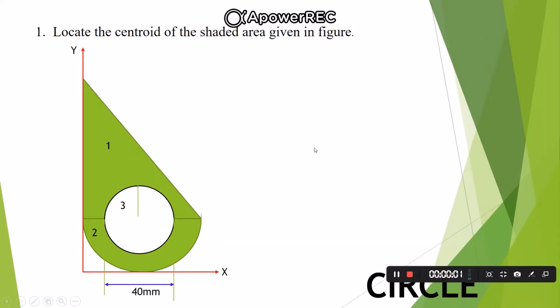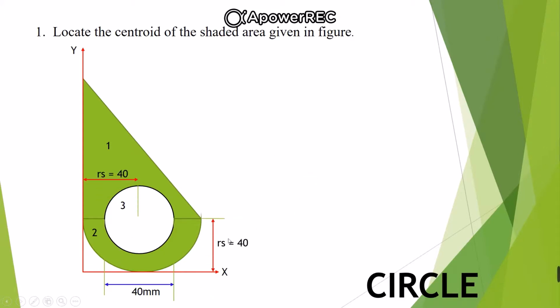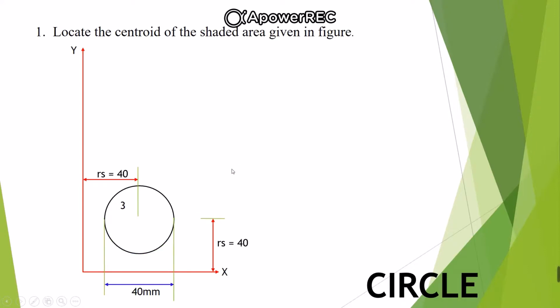Now coming to the circular section, we need to remove the triangular section and semicircular section in order to locate the centroid of the circular section. So before that, I am going to mark the center of the circular section. So it will be at a distance of rs from the x-axis and rs from the y-axis. So in order to locate the centroid of the circular section, I am going to remove the triangular section as well as the semicircular section.